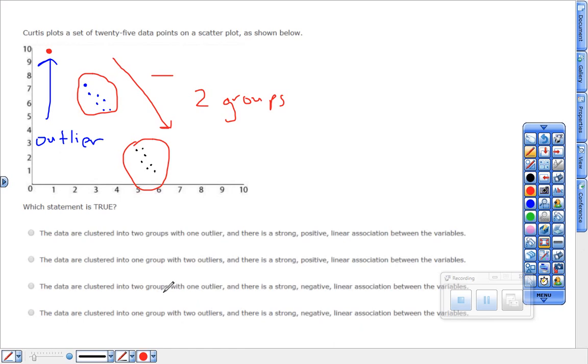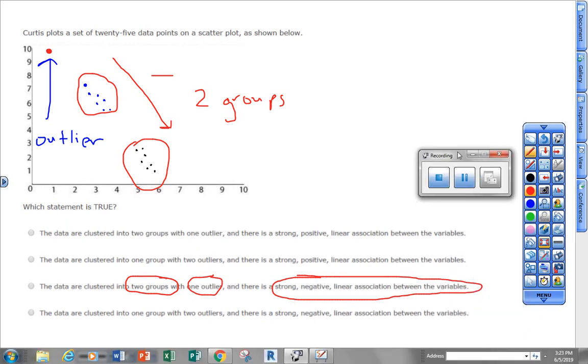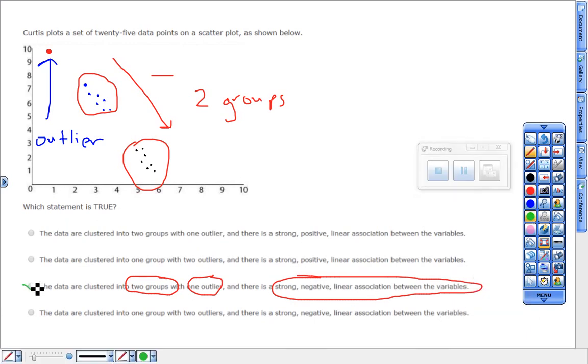This data is grouped into 2 groups with 1 outlier and a strong negative linear association between the variables. So write this graph, write that answer. That is the one. The 5th word is red. Red. Alright, last problem.